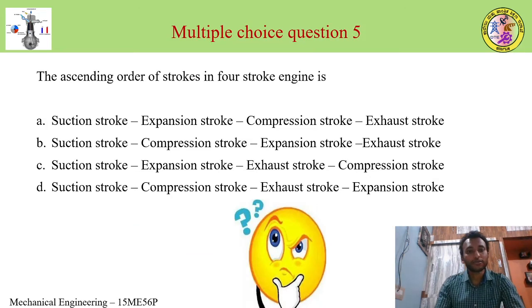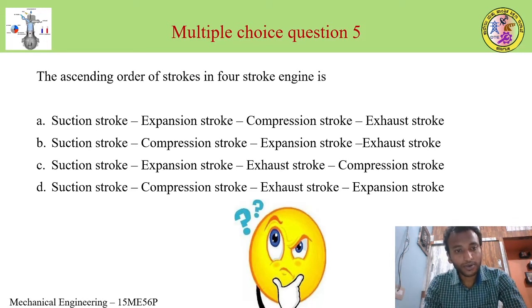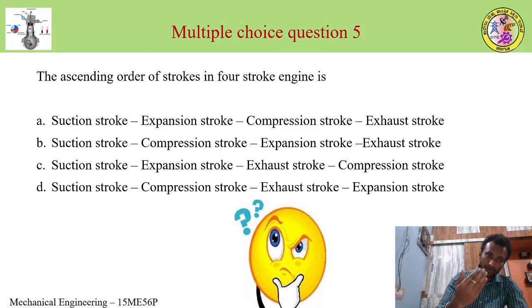Next, the ascending order of strokes in a 4-stroke engine. They are asking for the order of strokes. First, the piston moves from TDC to BDC, then BDC to TDC, again TDC to BDC, and the last one is BDC to TDC. That is the suction stroke. Suction means TDC to BDC. Then compression stroke, expansion stroke and exhaust stroke.